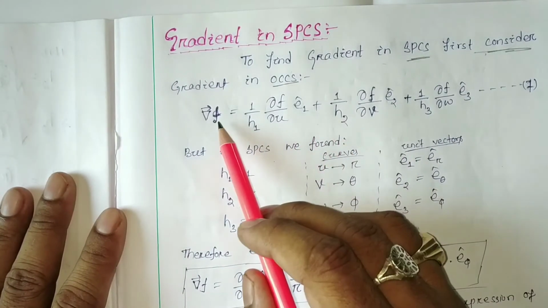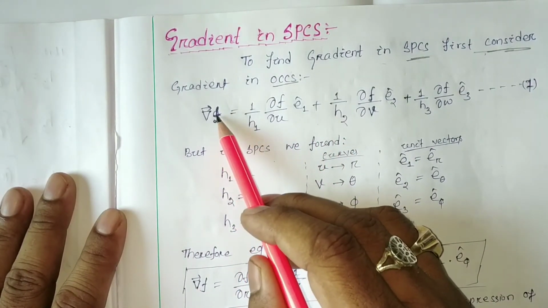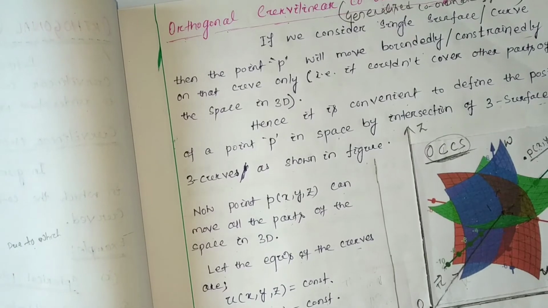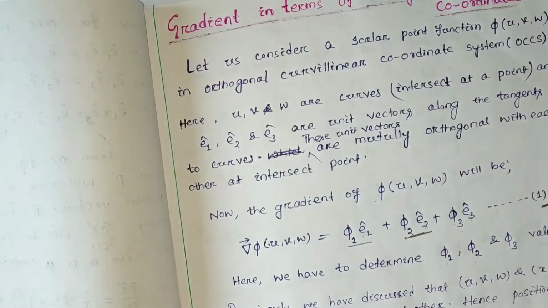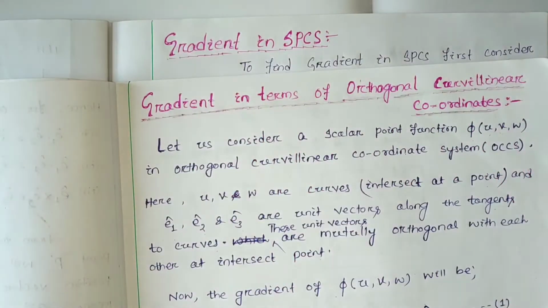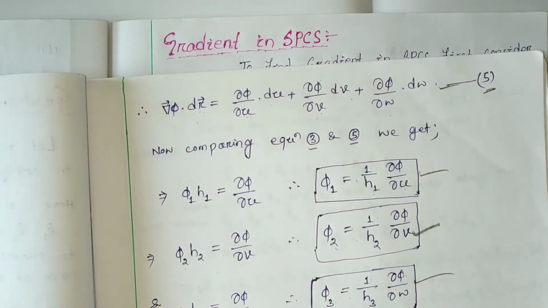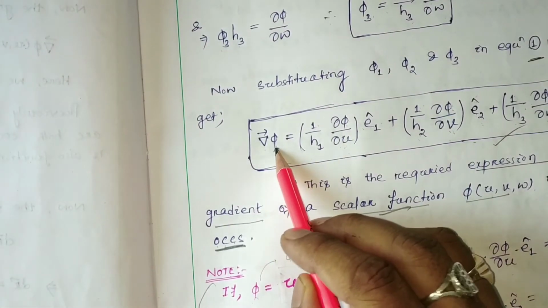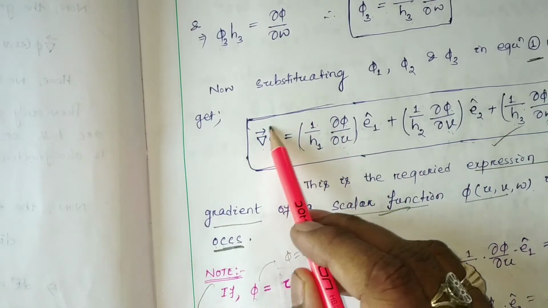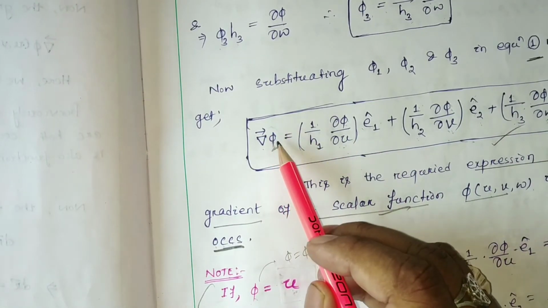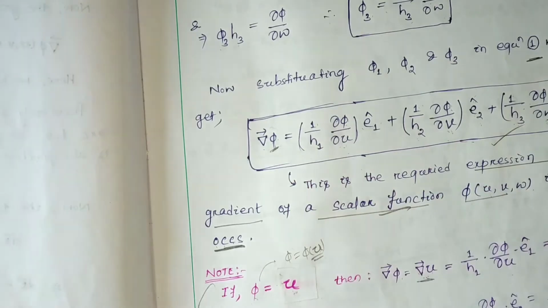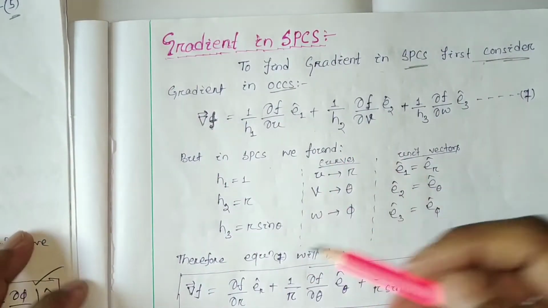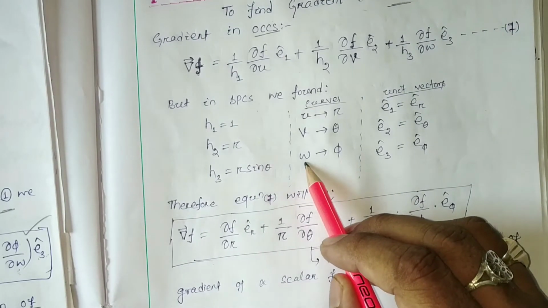We found that del phi. So here I consider del f. You can check your notes previously. Whenever we discussed the gradient in terms of the orthogonal coordinate system, we found that del phi, that means the gradient of a scalar function, is this one. At that time the scalar function was taken as symbol phi. But here we consider small f, because here w is converted to phi.